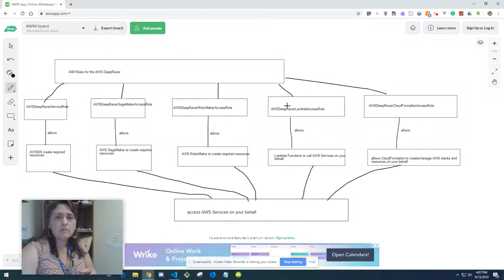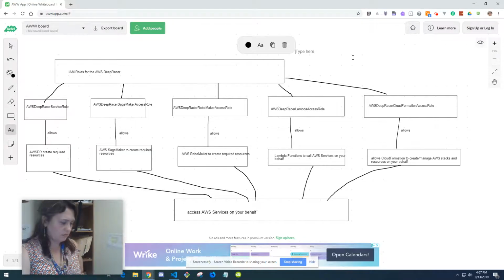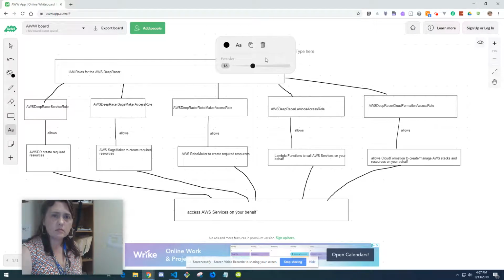Again, IAM, go ahead and put it on here. Oh, I can resize. I knew how I could resize somehow.